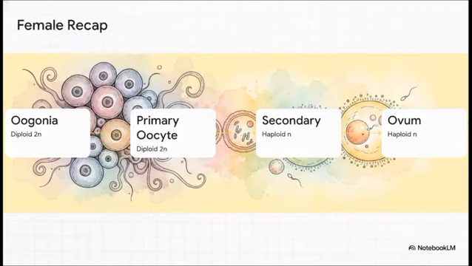And we do the exact same quick recap for the female pathway. Diploid 2N oogonia grow into diploid 2N primary oocytes. After puberty and meiosis I, we get the haploid N secondary oocyte. And finally, if fertilization happens, we get the mature haploid N ovum.